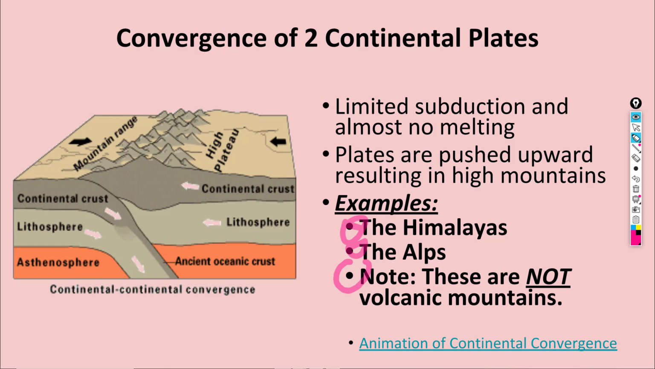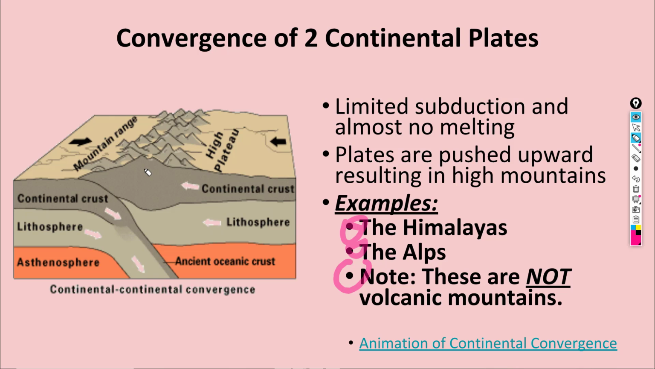We do not have subduction taking place. At least we don't have deep subduction. There's no melting of the rock. It doesn't get hot enough. And as a result of that, there's no rising magma. If there's no rising magma, we do not have volcanoes. And mountains like the Himalayas and the Alps, you guys, are not volcanic mountains. Now, do they cause a bunch of earthquakes?